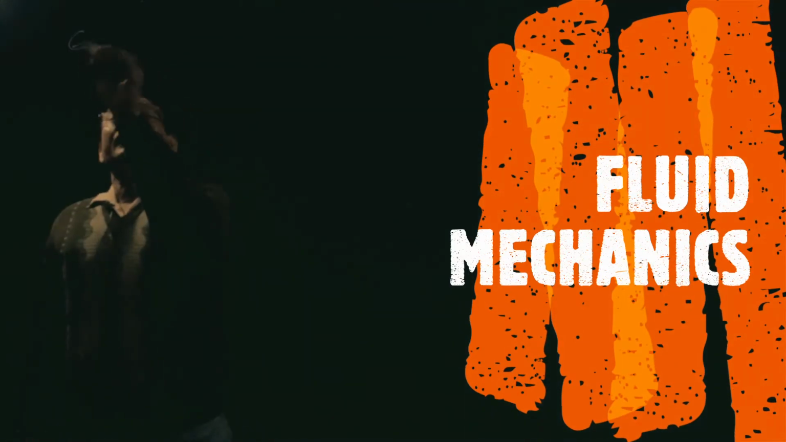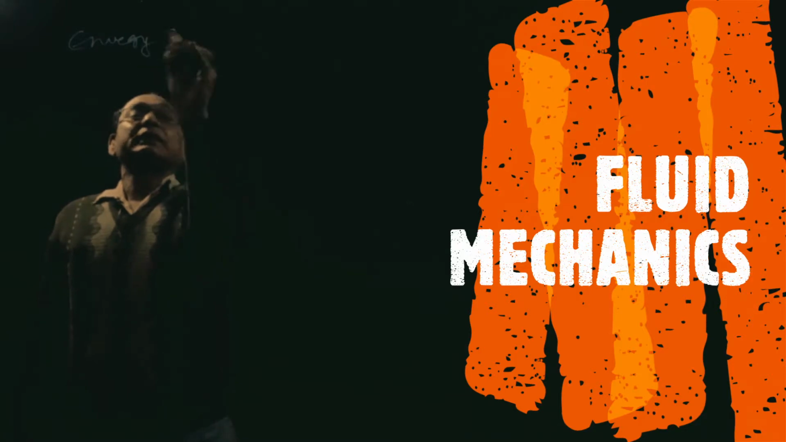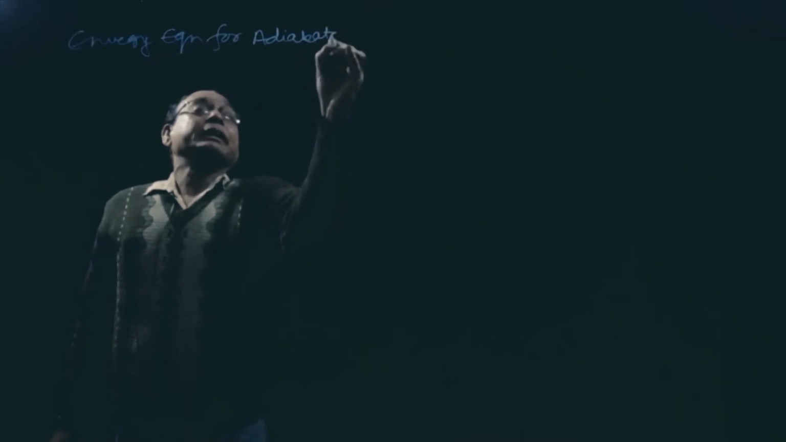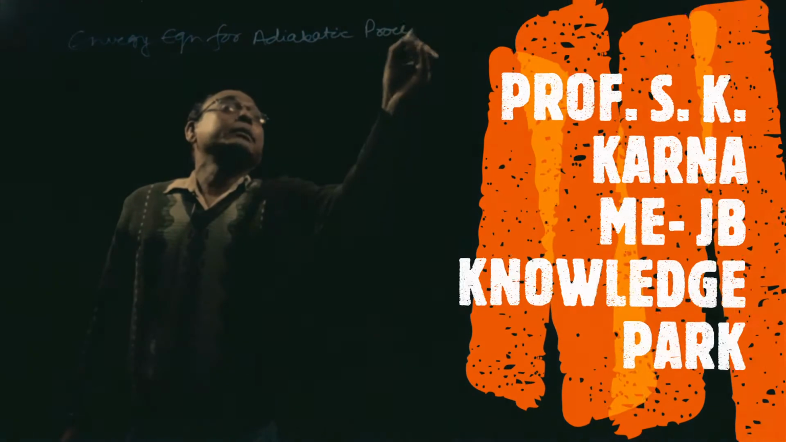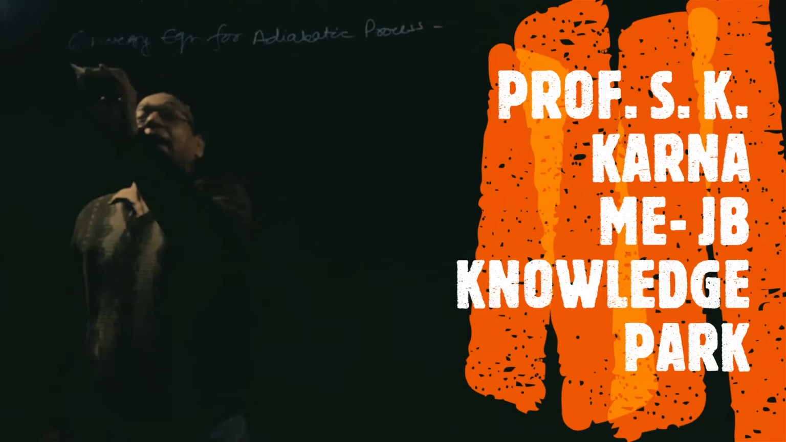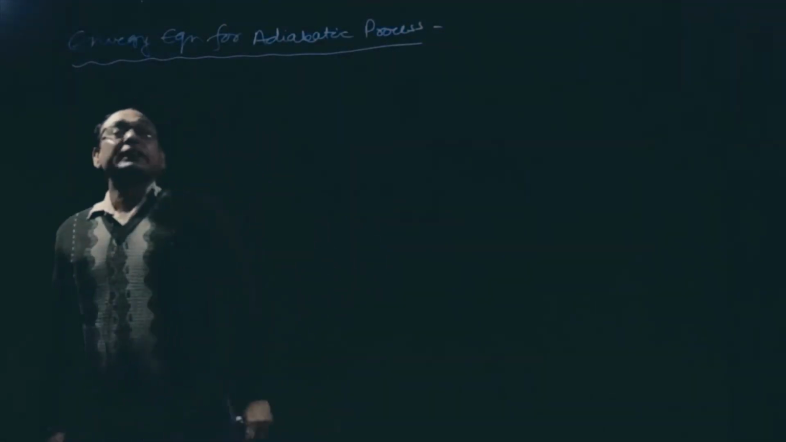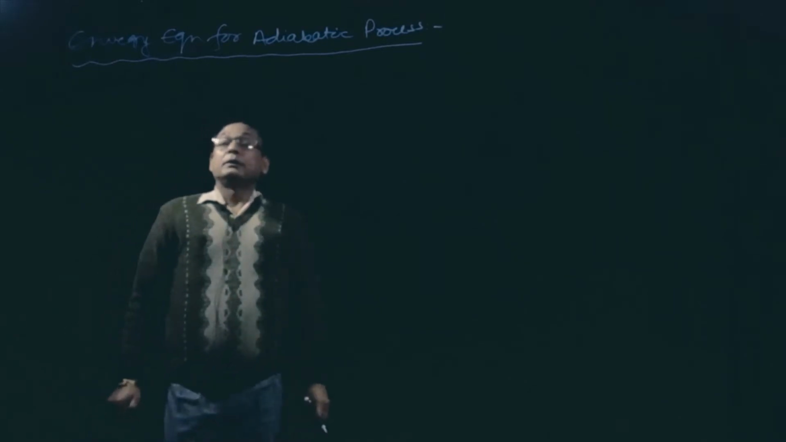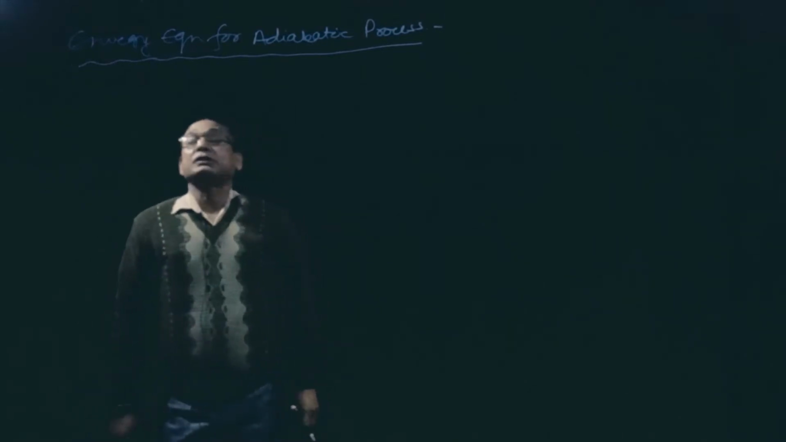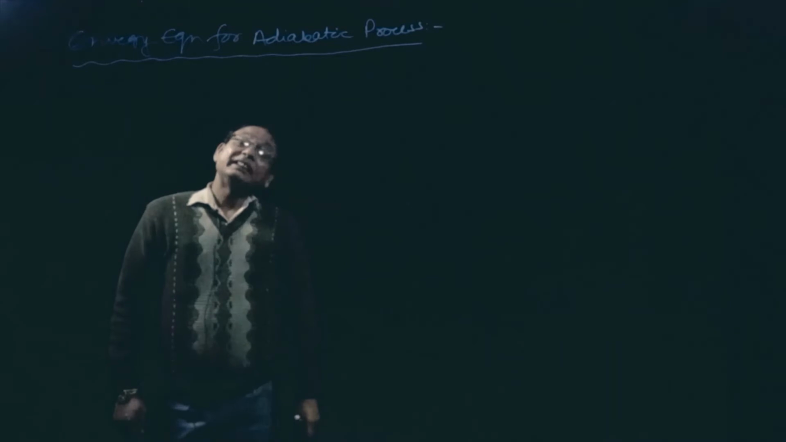Now we are going to derive the energy equation for the adiabatic process. As I told you, the energy equation will be different for different thermodynamic processes because the integration of dP by rho is not constant. If density changes, then definitely that will change.